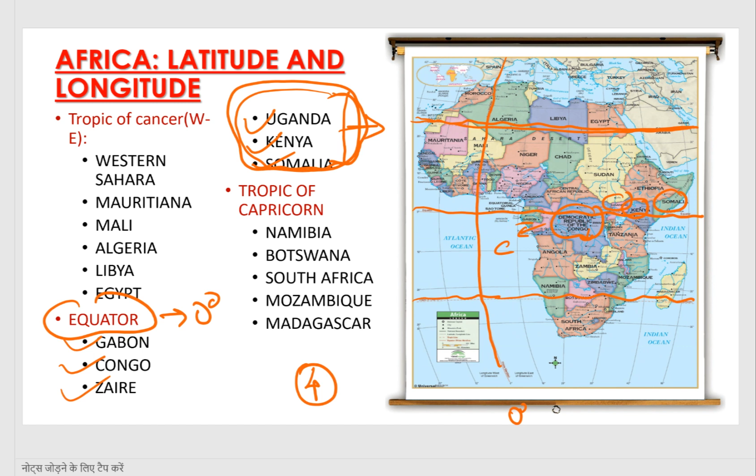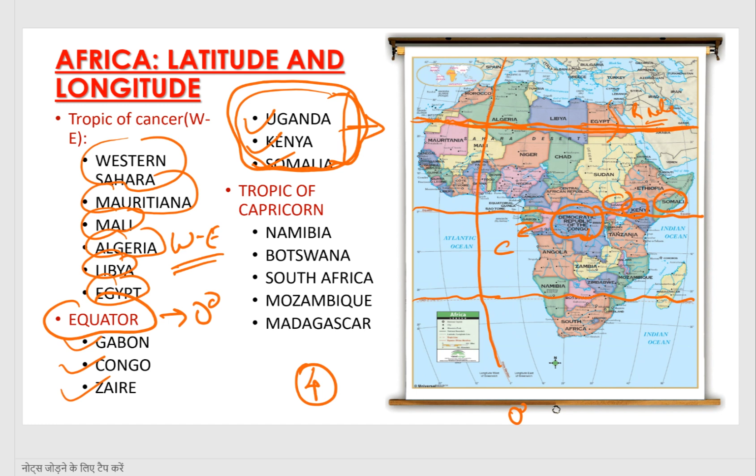Next, the next famous latitude, Tropic of Cancer. As you can see, it cuts across the Western Sahara portion, followed by Mauritania, then Mali, then Algeria, then Libya and then Egypt. And it also cuts across the River Nile flowing in Egypt. So this is also very, very important. So I repeat, Western Sahara, Mauritania, Mali, Algeria, Libya and Egypt are cut across by Tropic of Cancer, in a west to east alignment.